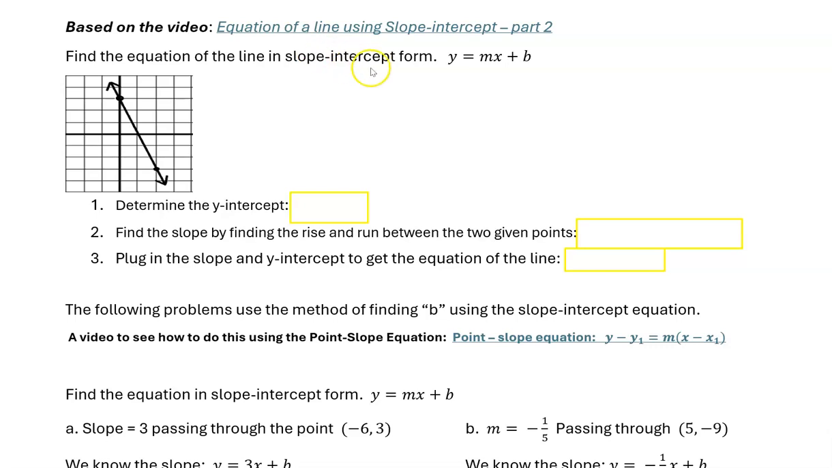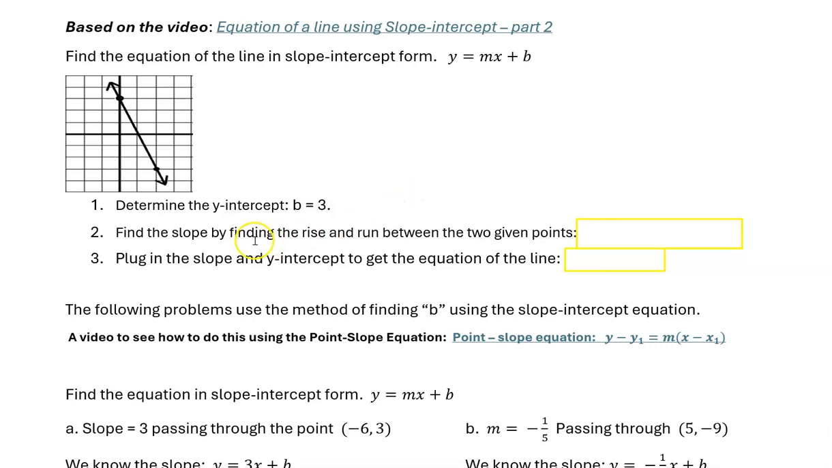If you want to find the slope-intercept form of an equation, slope-intercept form is y equals mx plus b, where m is the slope and b is the y-intercept. So the first thing, if you were given a graph, is to determine what the y-intercept is. The y-intercept is where the graph crosses the y-axis, and in this case that would be right here, which is 3 up. So our y-intercept, or b, would be 3.